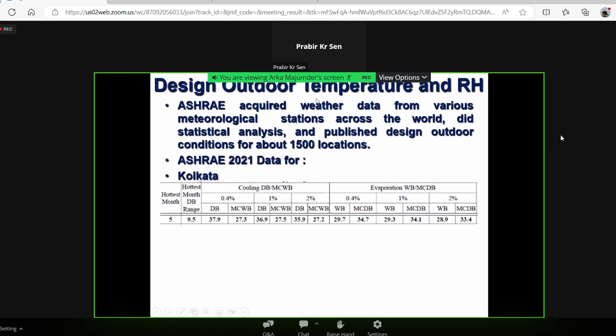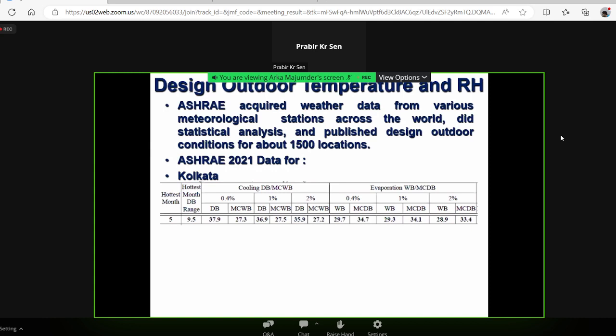See, ISHRAE 2021 data for Kolkata. There are many things. I have just kept two things. One is the cooling requirement, another is the evaporation requirement. For the cooling requirement, which will be basically used for air conditioning, we have 0.4%, 1%, 2%.